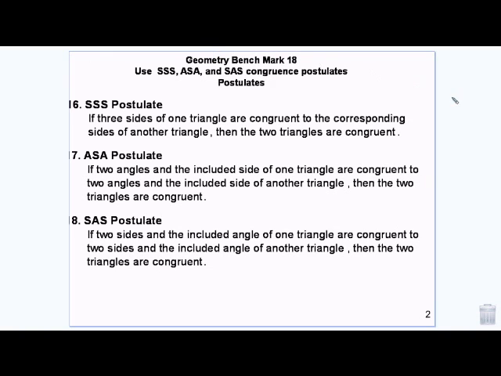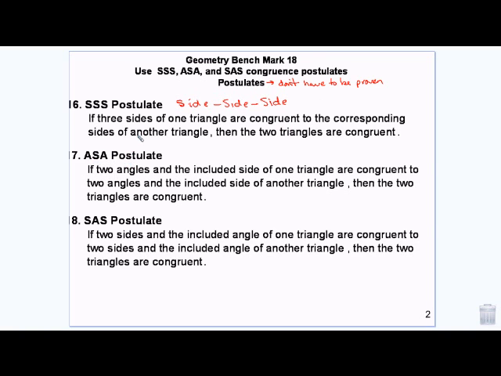So we have some postulates, and if you remember, postulates don't have to be proven. These are just statements that are accepted as fact. Okay, so the first postulate is the side-side-side postulate, SSS. What that states is if you have a triangle and you have three sides that are congruent to three sides of another triangle, then those two triangles are congruent to each other. So if all three sides are the same length, then the triangles are congruent.